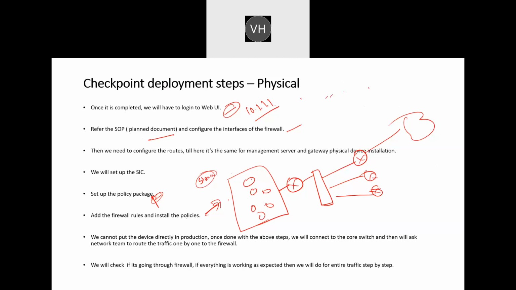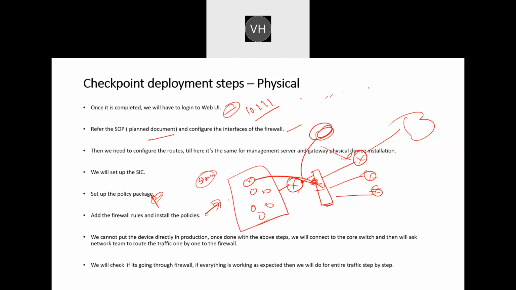Now, whatever traffic there is, we won't send all of it in one shot to the firewall, because it's the first installation we are doing and we don't know if it's working or not. So first, we'll divert one thing to the firewall from the core router. Earlier it was going directly to the internet. Now we will change the next hop IP address to the firewall.